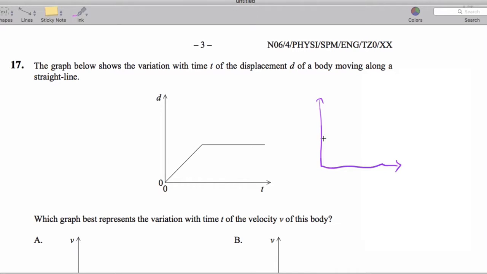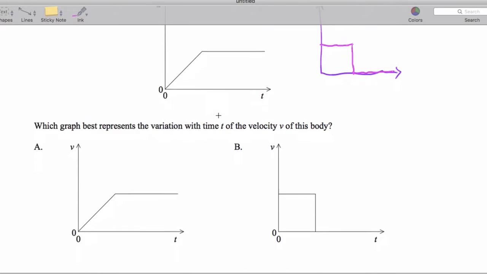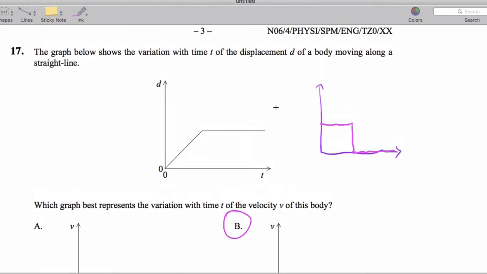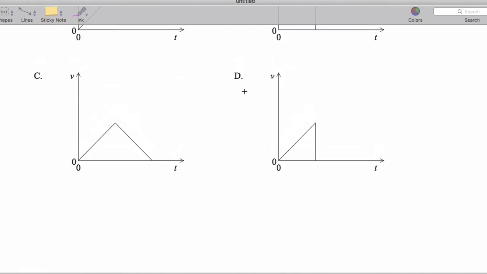So here, I'm going to have a flat positive slope and then a zero slope here. And then I might drop a line down just to keep the graph continuous. So what do I have? What do you know? Choice B is exactly what we're looking for.